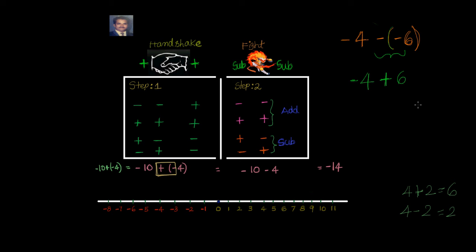This guy has 6 energy. This guy has 4 energy. Who will win the fight? 6 will win the fight, right? So we will subtract first and say 6 minus 4 equal to 2. So whoever wins, this guy wins, 6 wins by 2.